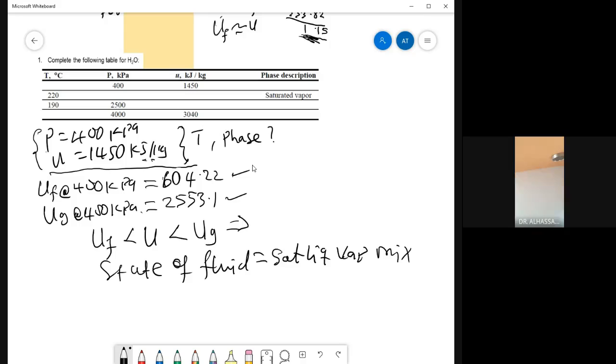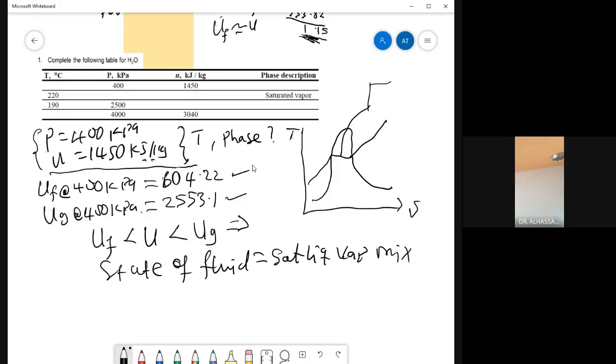If we are looking for temperature, I have told you all the time, use the T-v diagram. If you are looking for pressure, use the P-v diagram. So I'm going to use the temperature-specific volume diagram. This is my constant pressure line. Now we have discovered that the state of our fluid is in this region. We want to determine the temperature that corresponds to this state. The temperature that corresponds to this state is going to be T saturation at the given pressure. You understand?